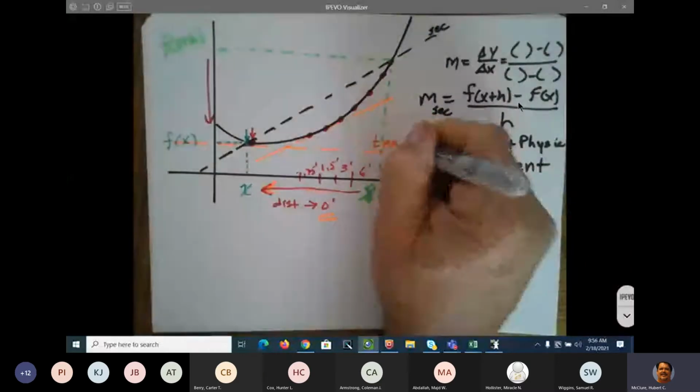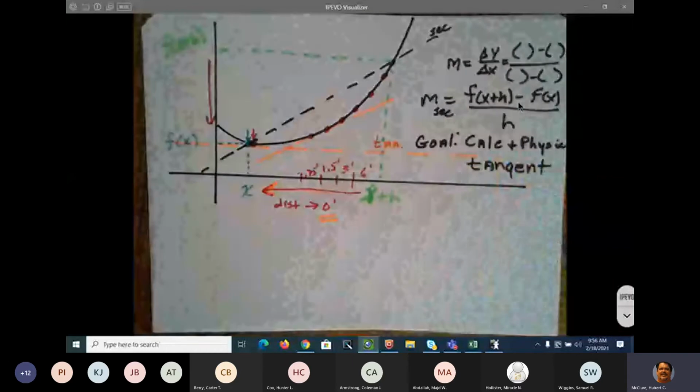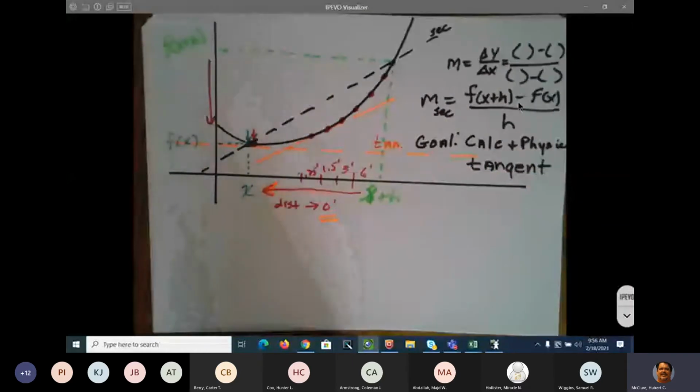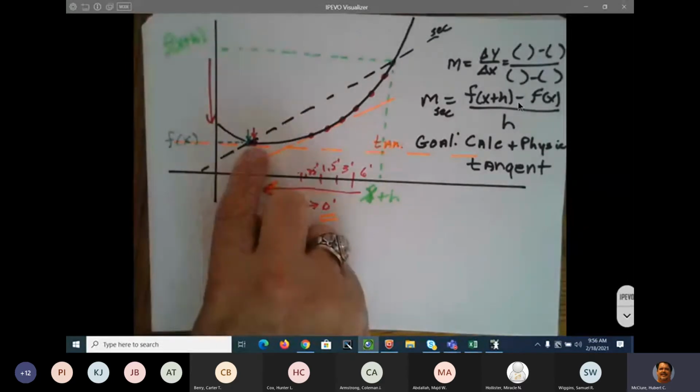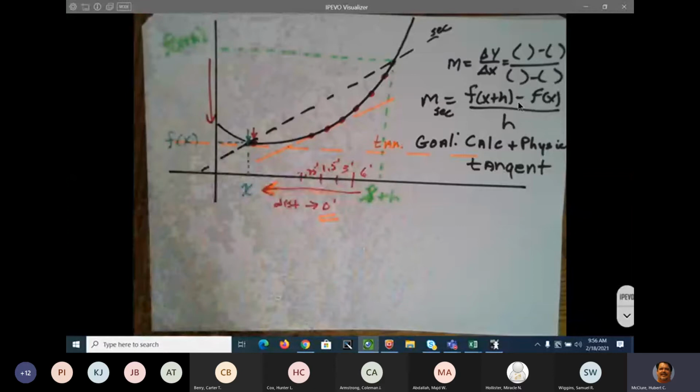And that is the goal of calc and physics and marketing, whatever, in business, to find that tangent line. Because once you find the tangent line, you can find the normal vector, which is 90 degrees off the tangent line. All right, and that's where that comes from.